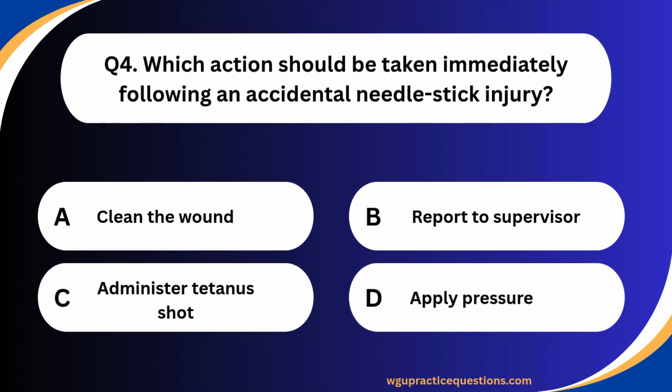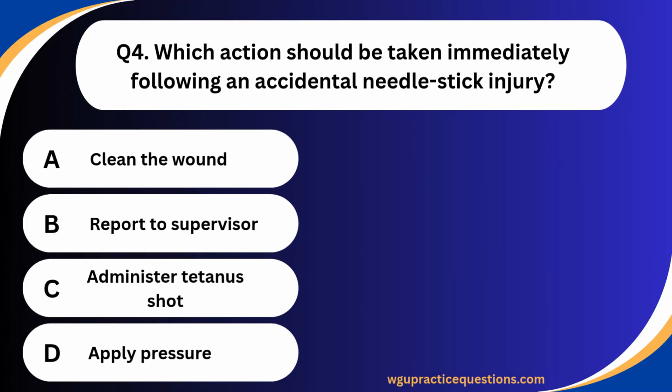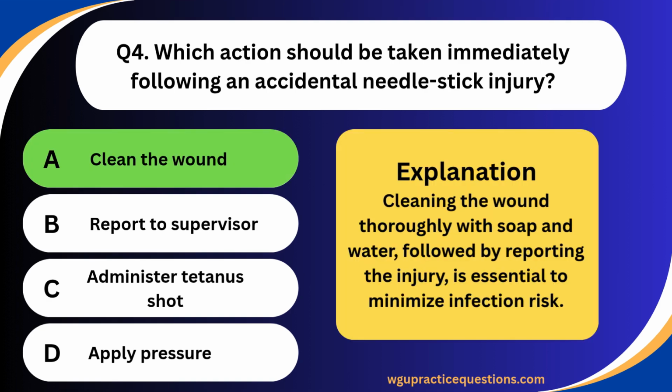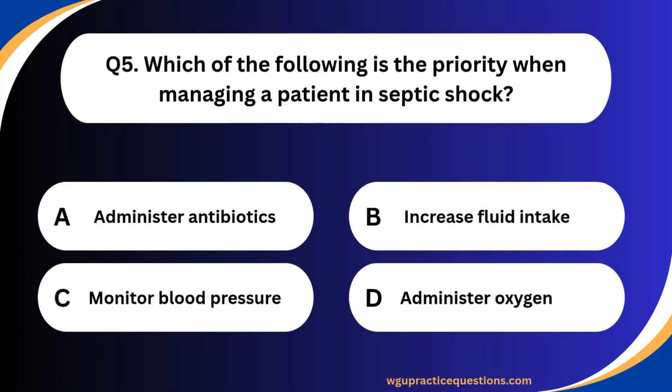Question 4. Which action should be taken immediately following an accidental needle stick injury? A. Clean the wound. B. Report to supervisor. C. Administer tetanus shot. D. Apply pressure. Which one is the correct answer? The correct answer is A. Clean the wound. Explanation. Cleaning the wound thoroughly with soap and water, followed by reporting the injury, is essential to minimize infection risk.